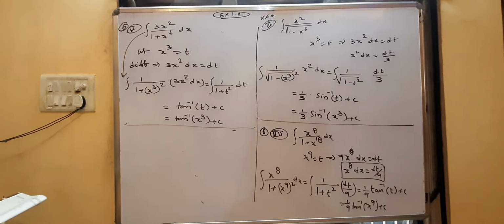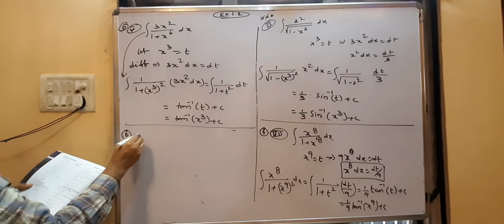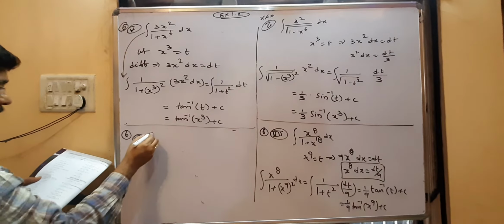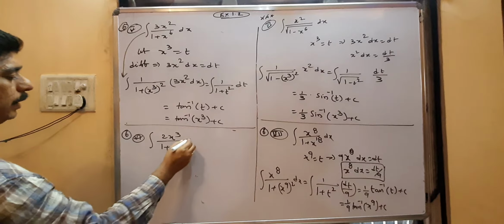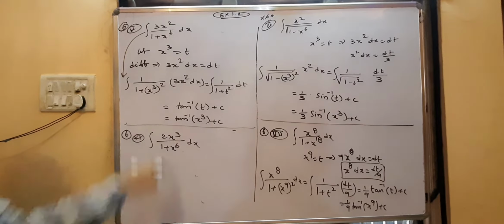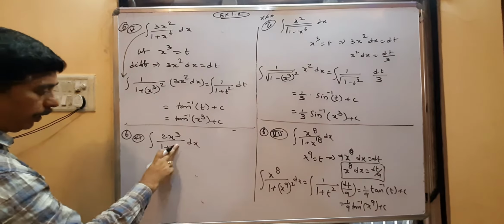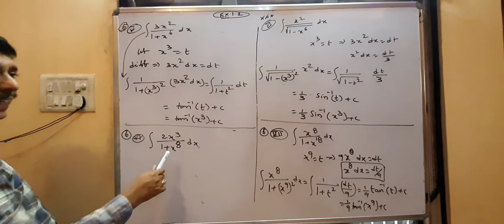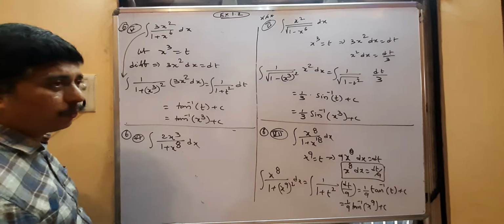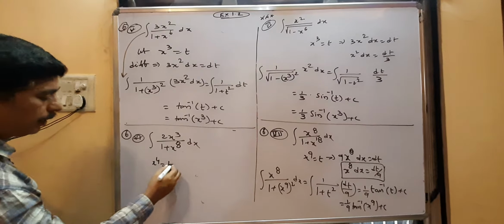Same 6th question, 6th bit, same model. Integral of 2x cube by 1 plus x power 6 dx. Sorry once again, it is x power 8 in the denominator, not x power 6. So same model. In the x power 8, what is half of the value? X power 4. Take x power 4 equal to t.